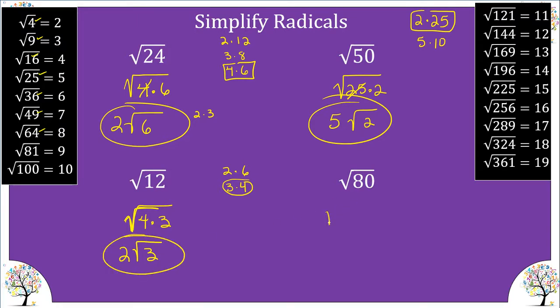80. So we're going to break down 80. So we have 2 times 40. We have 4 times 20. Rewrite that. We have 5 times 16. And I think that's all. And you can see that 4 is a perfect square, but also 16. So this is your better choice. 16 times 5 is 80. When I take the square root of 16, I get 4 and then radical 5.